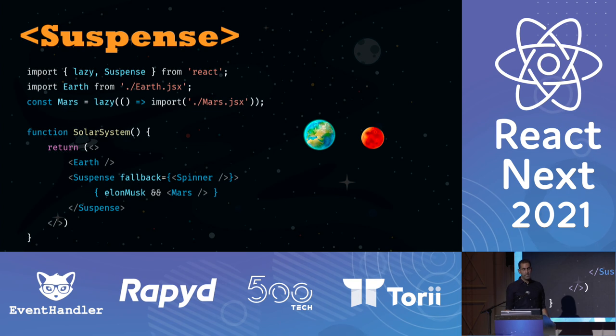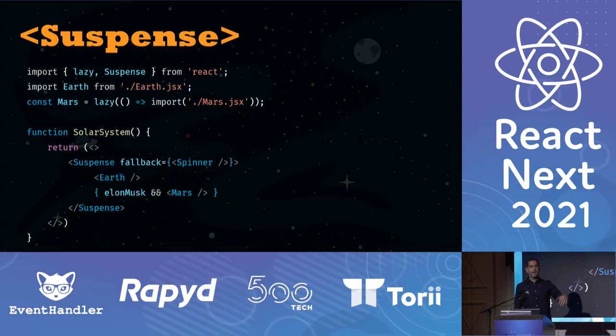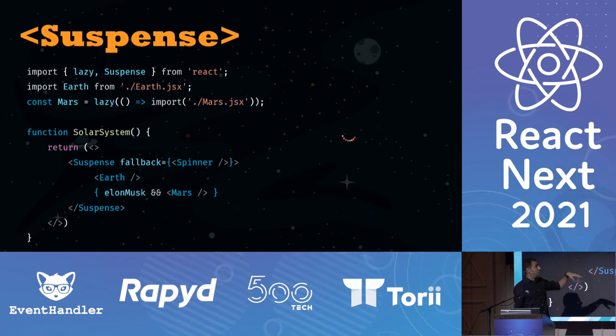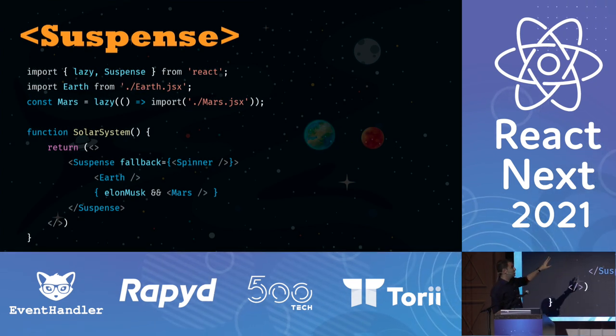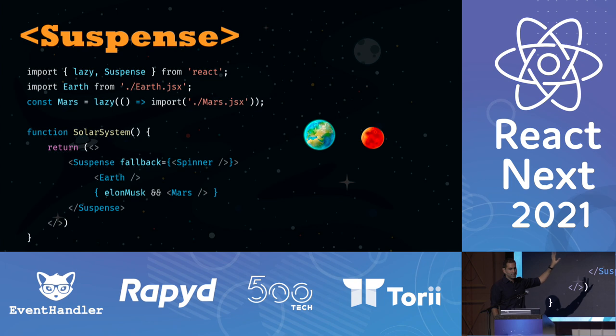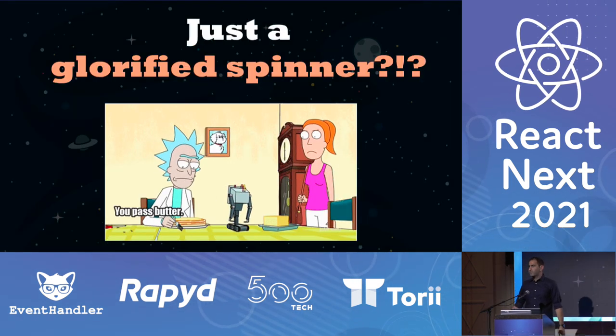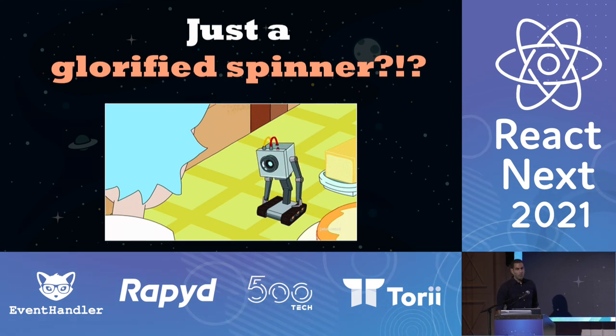And this is awesome. We can also take Suspense and put it higher in the hierarchy, and then we'll have a spinner for both of them. And when Mars arrives, we'll have Earth. When Elon Musk arrives, we have Earth and Mars. And you're probably asking yourself, okay, that's it? Just a glorified spinner. That's what Suspense is.